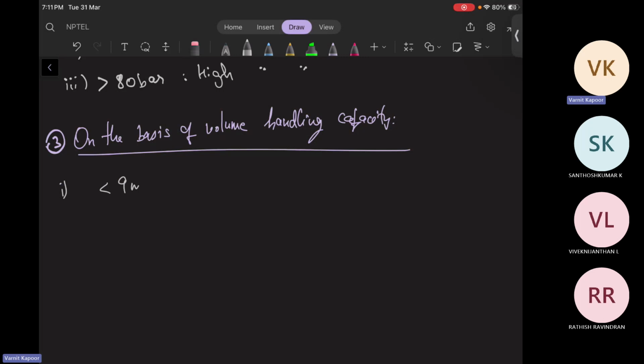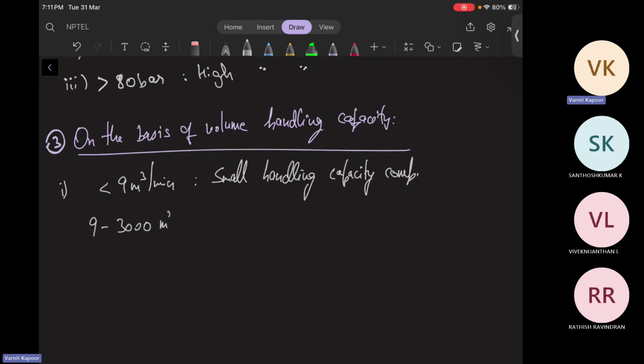Less than 9 meter cube per minute, it is small handling capacity. Between 9 to 3000, medium handling capacity, and greater than 3000 meter cube per minute, large handling capacity compressors.